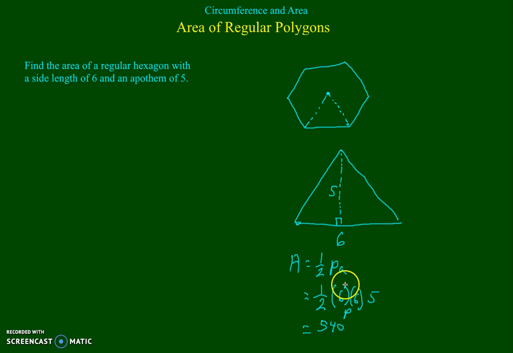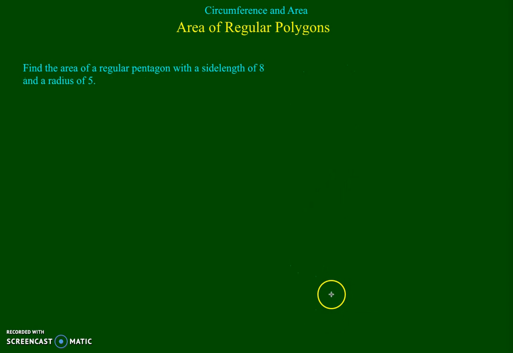All right, so that is a really basic example. You're not going to see many like this, but just to show you what ultimately we're looking to do. Let's move on to another example. In this problem, we're looking for the area of a regular pentagon with a side length of 8 and a radius of 5. So just as we did last time, let's go ahead and draw our bottom triangle and draw in our apothem, and then put in the information we're given.